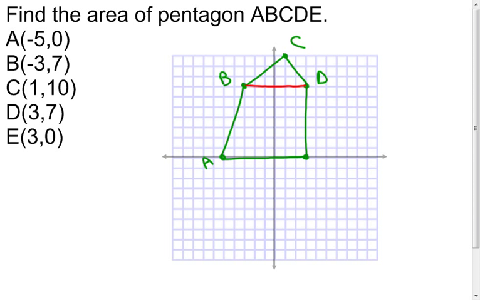I have 1, 2, 3, 4, 5, 6. So I know the length of that is 6. Now another way to do it is if I look at points B and D, and all I really need to focus on are the x values, because notice the y values are both 7.